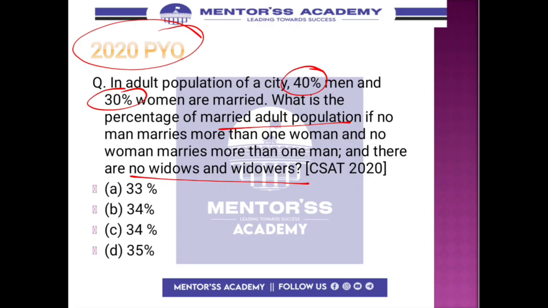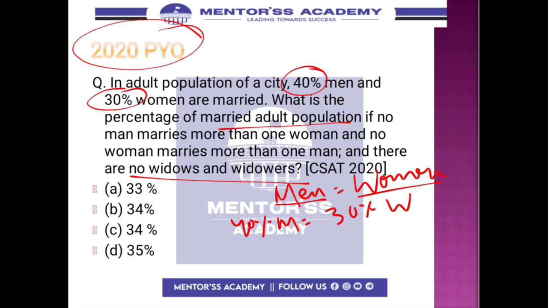It can be concluded that the number of married men equals the number of married women. So 40% of men equals 30% of women. Each man is married to one woman only, and each woman is married to one man only, so the number of married men equals the number of married women. That implies men to women equals 3 is to 4, the ratio.